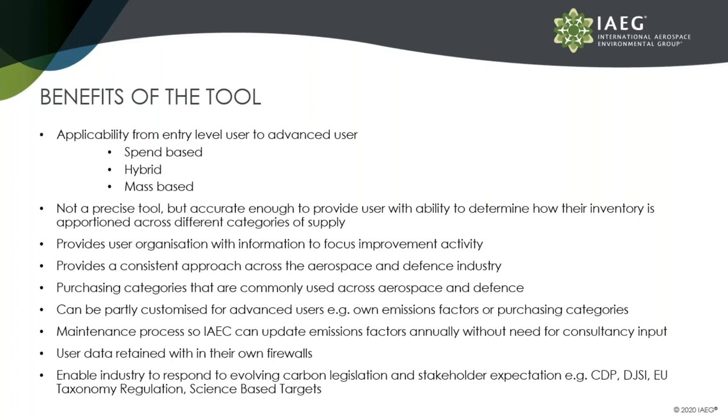And it isn't a precise tool in that it's calculating a number along the lines of a weight, but it's accurate, and it's accurate enough to provide you with the ability to determine how your inventory is apportioned across different categories of supply. So as Erin was showing in the results charts, it gives you what went into purchased goods and services, what went into capital goods, and then you can also speciate it down to different categories.